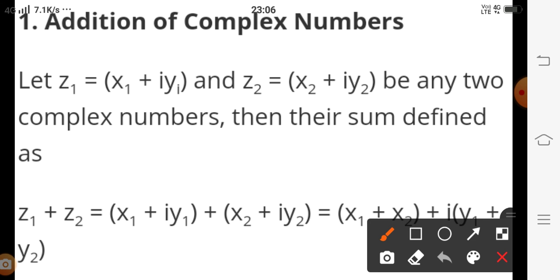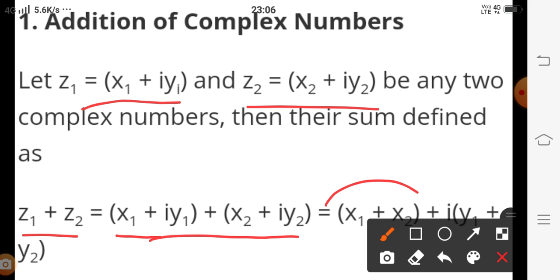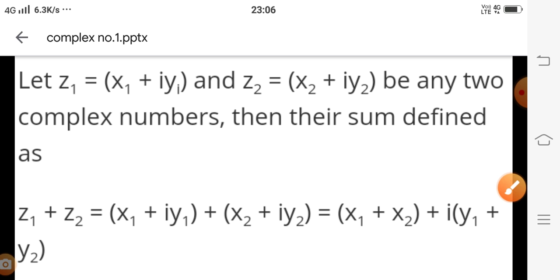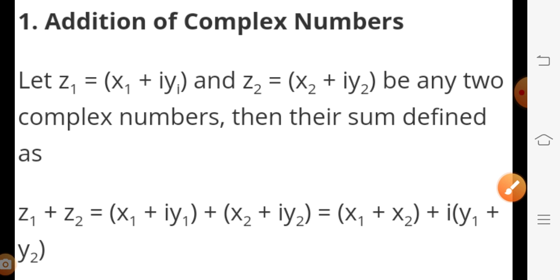Then addition of complex numbers. If you take the complex number z1 as x1 plus iy1 and z2 as x2 plus iy2, and we are going to add these two numbers, then z1 plus z2 is found by adding the real part to the real part and the imaginary part to the imaginary part. Taking i common, we get x1 plus x2 plus i times y1 plus y2.